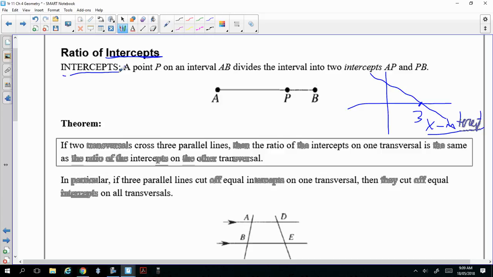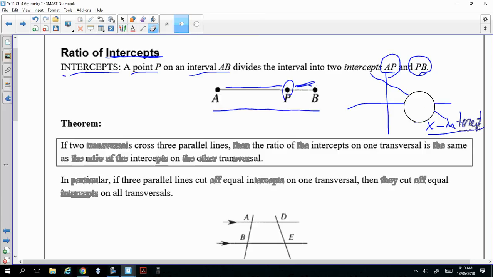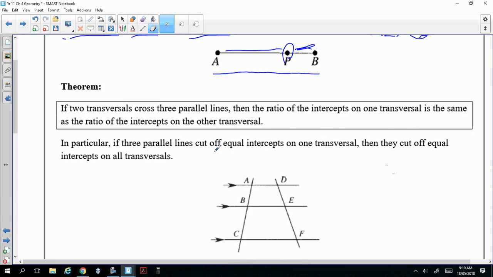Intercepts: a point P on an interval AB divides the interval into two intercepts. AP is an intercept. PB is an intercept. So that's what an intercept is: when you put a point on a line, it divides it into two intervals. These two intervals are called intercepts, different from the x and y intercepts you've seen earlier. Let's look at how this theorem can be explained.